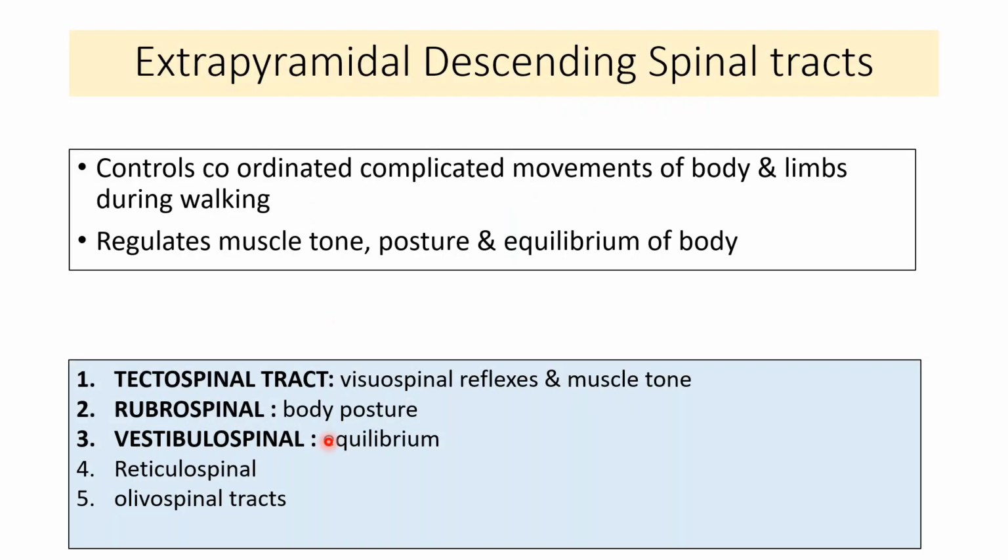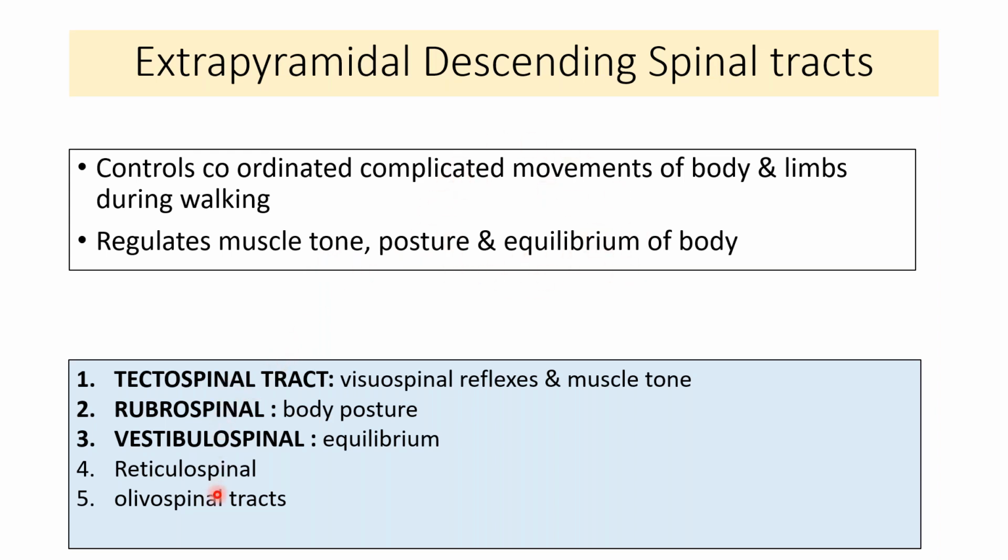Now coming to the extrapyramidal tract, or the extrapyramidal descending spinal tracts. We know that the pyramidal tracts are involved in the control of voluntary or skilled movements of the body. So why do we need another descending tract, the extrapyramidal? They control the coordinated movements of the limbs during walking and regulate the tone of musculature, posture and equilibrium. These are the functions of the extrapyramidal tract.